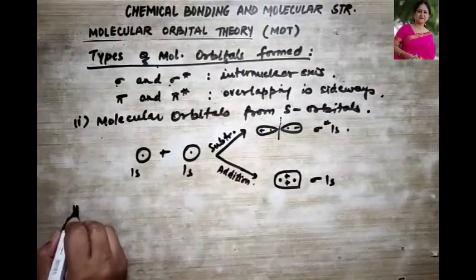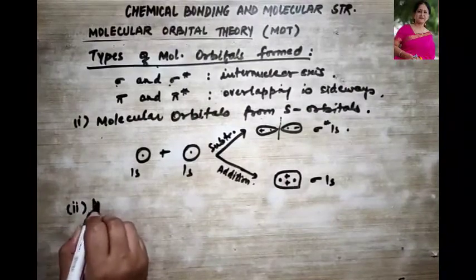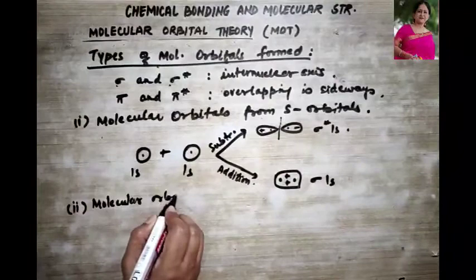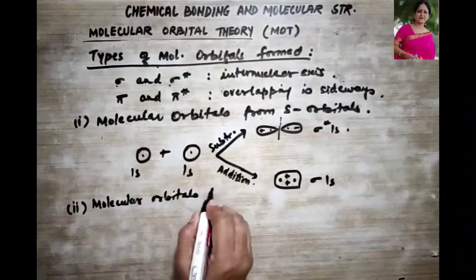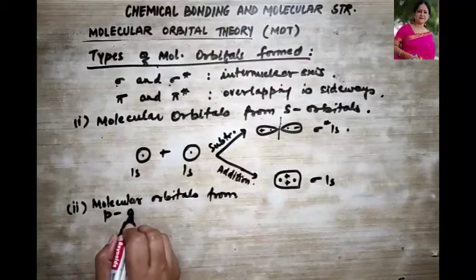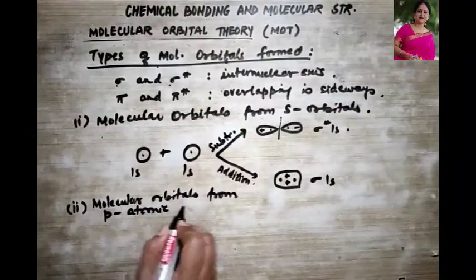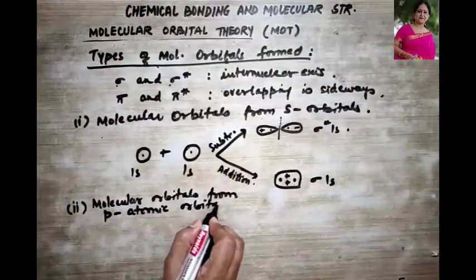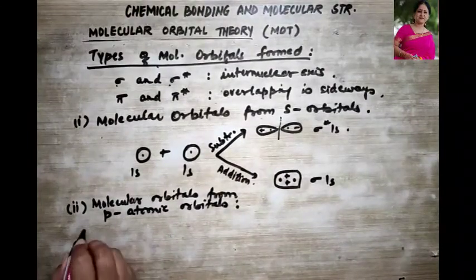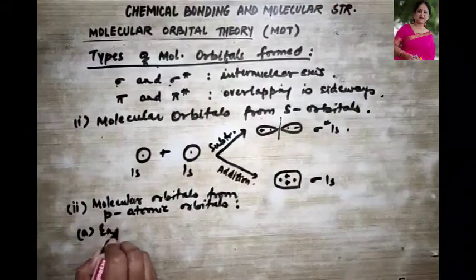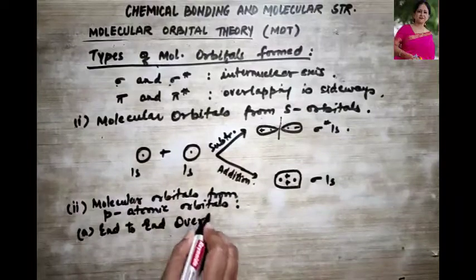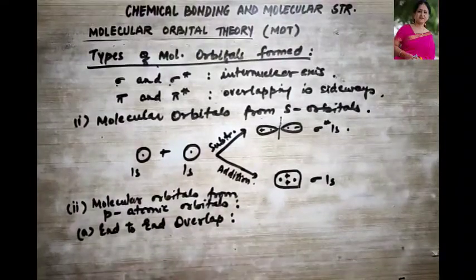Now second one, let us see the molecular orbitals from p atomic orbitals. So end to end overlap first, let us see. End to end overlapping we will see first.